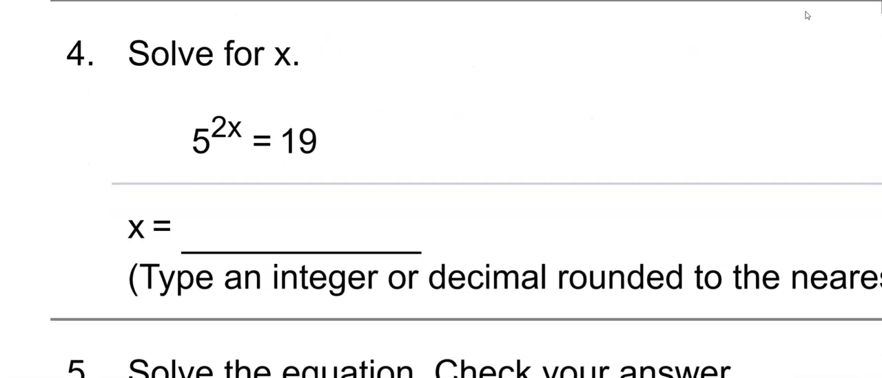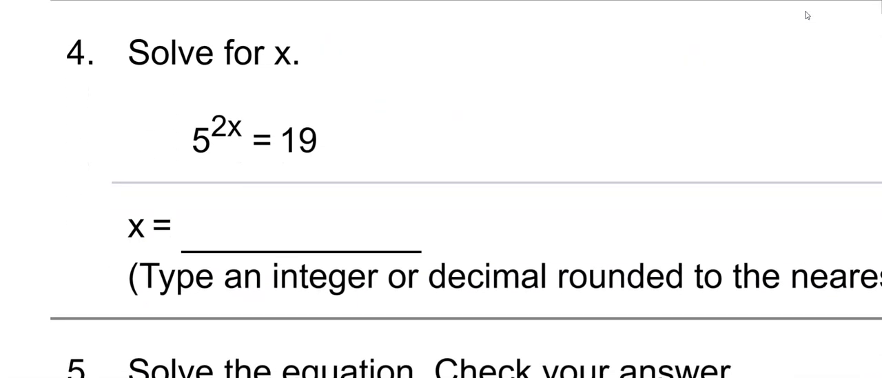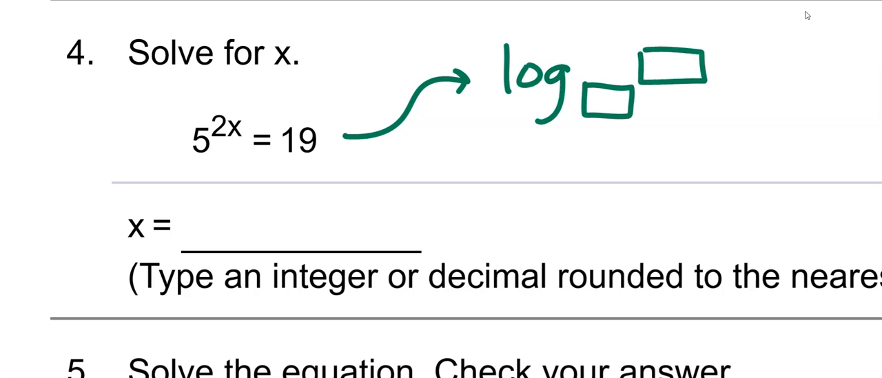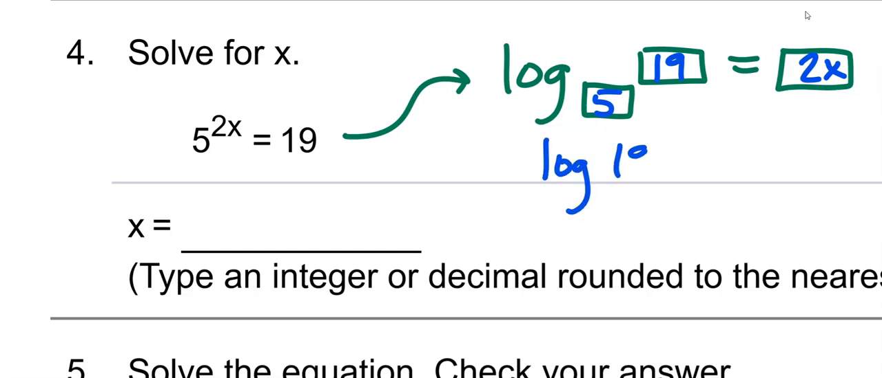Now, I will need logarithms for this one. So, try this one on your own before you watch me do it. Okay, so we've got a base of 5. The exponent is 2x. And the last thing left is 19. Now, I have no idea how to write 19 as a power of 5. So I'm going to use my change of base theorem.